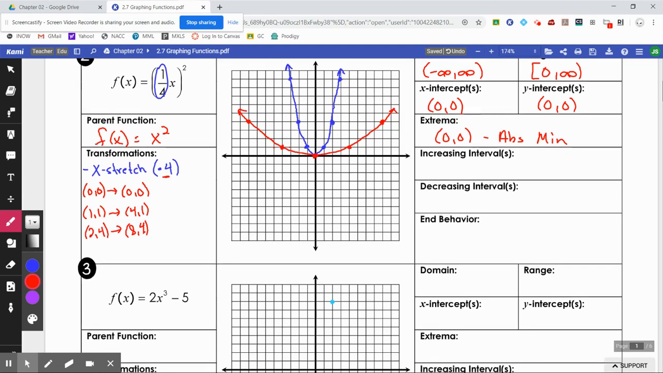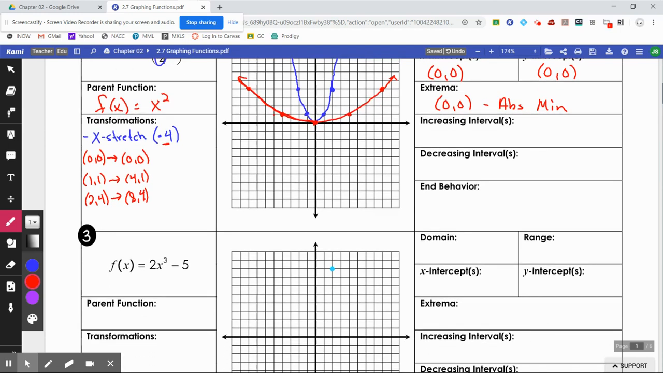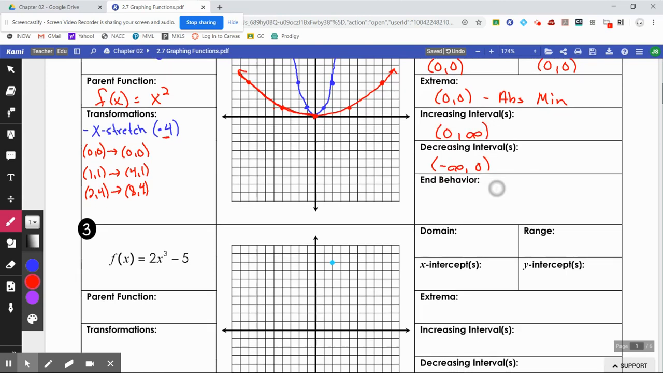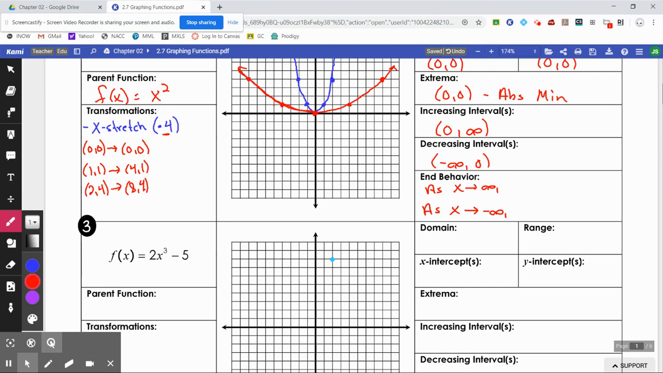Your increasing intervals, well, first off, it's decreasing from here to here. So let's say that it's decreasing from negative infinity up to 0. Then it starts increasing from 0 to positive infinity. Your end behavior, as we travel to the right, as x approaches positive infinity, y also goes up. And then as we go to the left, as x approaches negative infinity, y goes up in that direction as well.